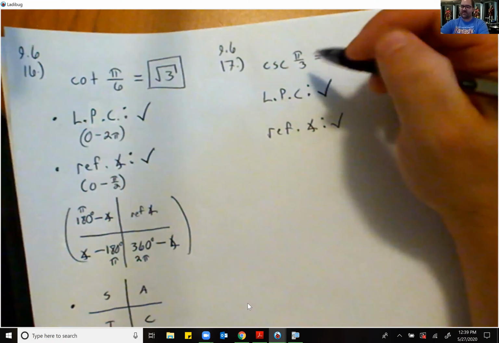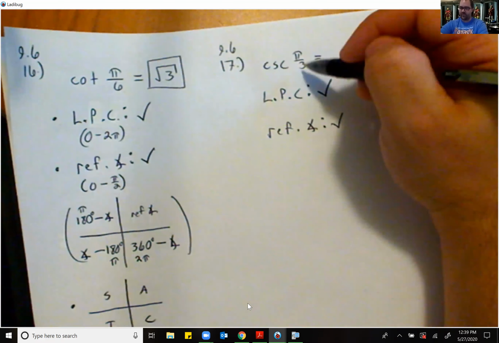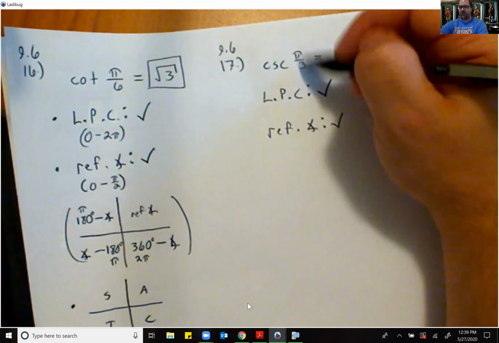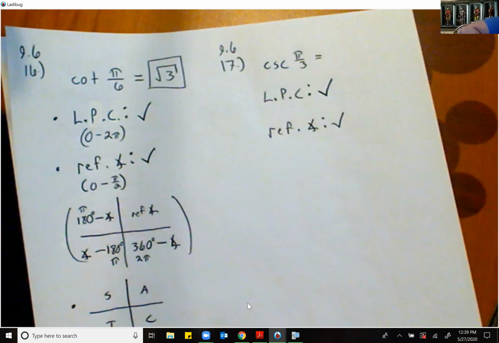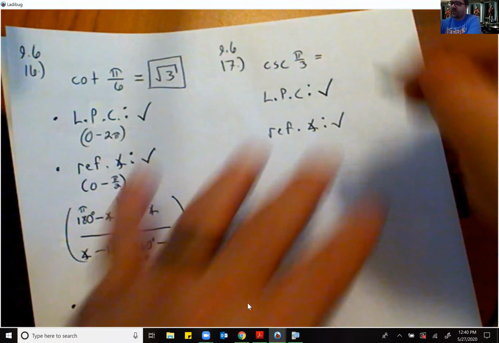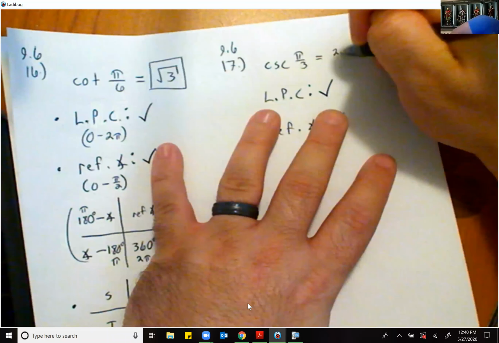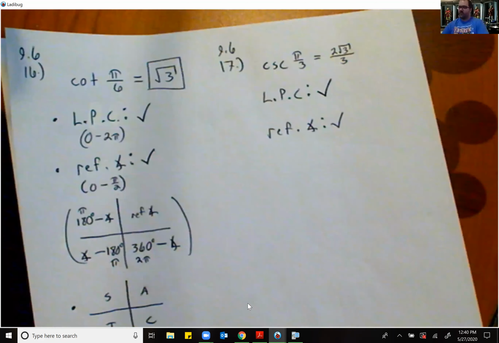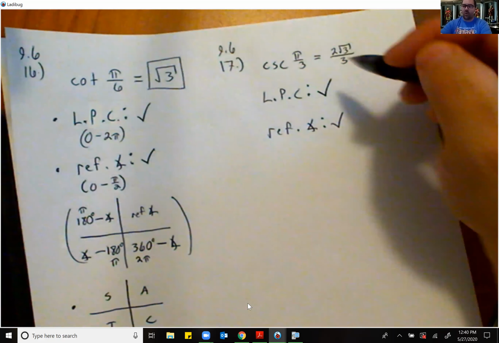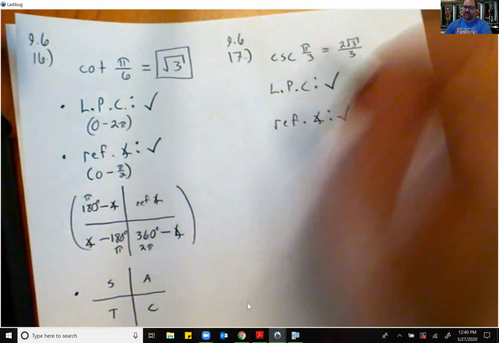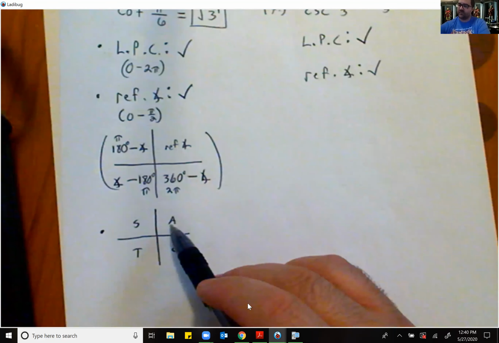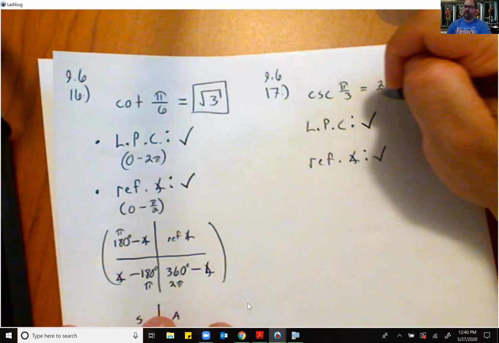Okay, so since this is in quadrant 1, this is the reference angle, let's figure out what cosecant pi over 3 is. So you go to your little trig chart, and cosecant pi over 3 is 2 square root of 3 over 3. And because this is in quadrant 1 already, the answer is going to stay positive because everybody in quadrant 1 is all positive. Done.